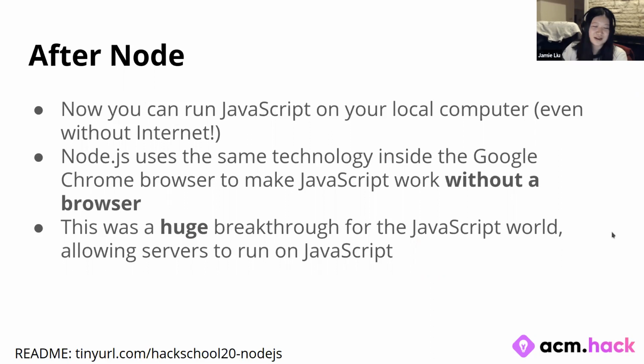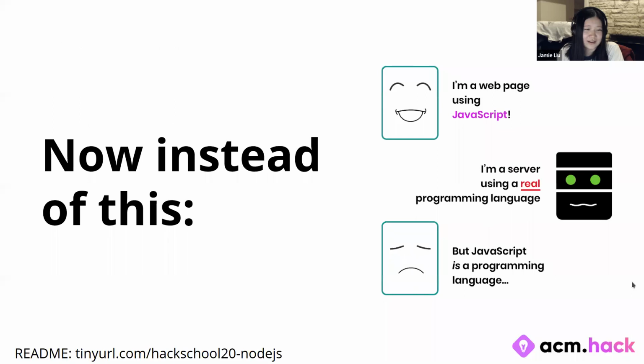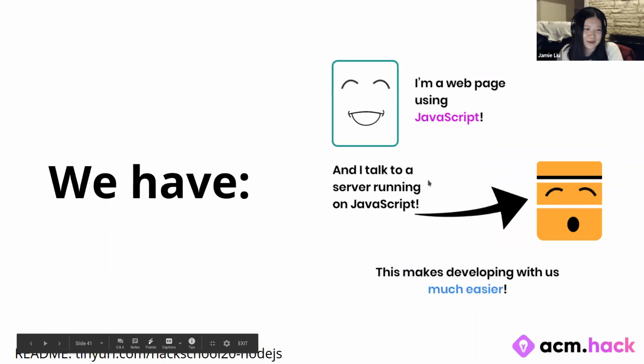So now we can run JavaScript on our computers, even if we are not connected to the internet, even outside of the browser. Basically Node.js uses the same technology inside the browser to make JavaScript work without the browser. This is really great for the JavaScript world because now we can run servers using JavaScript. Previously the front end, or client, or web page would use JavaScript, and the backend, or server, would use other programming languages.